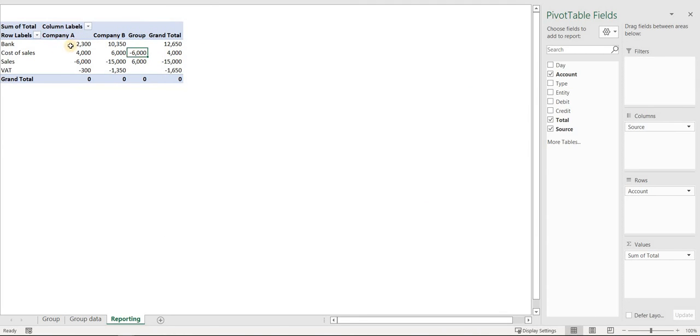All right, now what we'll see is that cost of sales on company A level was 4,000, and 6,000 on company B, and the sales was 6,000 on company A and 15,000 here. However, we eliminated the 6,000 here, and this is what is remaining. All right, so that's the one method to do this, and this will obviously give us the right result.